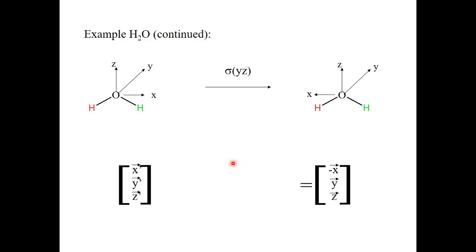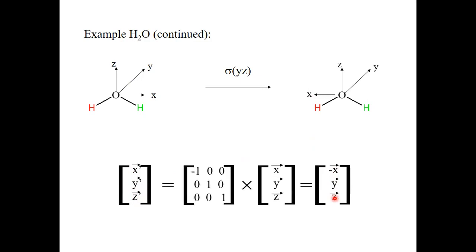So this will mean that our new coordinates x prime, y prime, z prime will be minus x, y, and z. So now what will the transformation matrix be? Well, in this case, the transformation matrix multiplied with the old coordinates x, y, and z has the form minus 1, 0, 0, 0, 1, 0, 0, 0, 1.